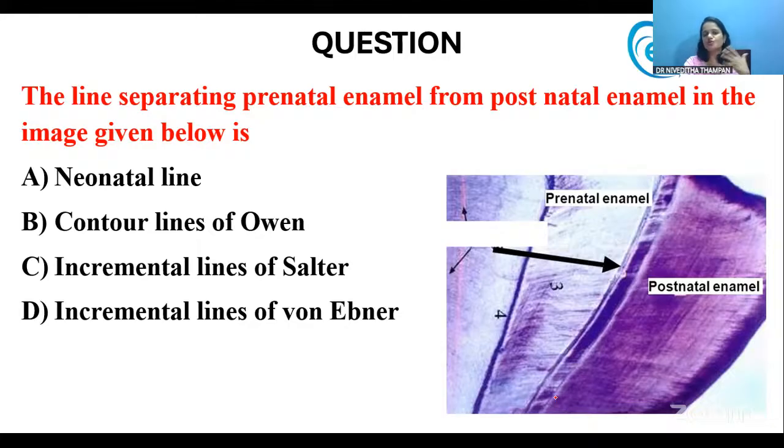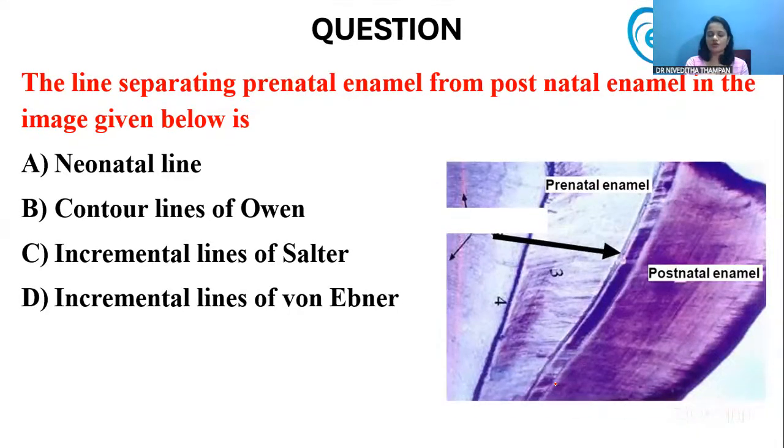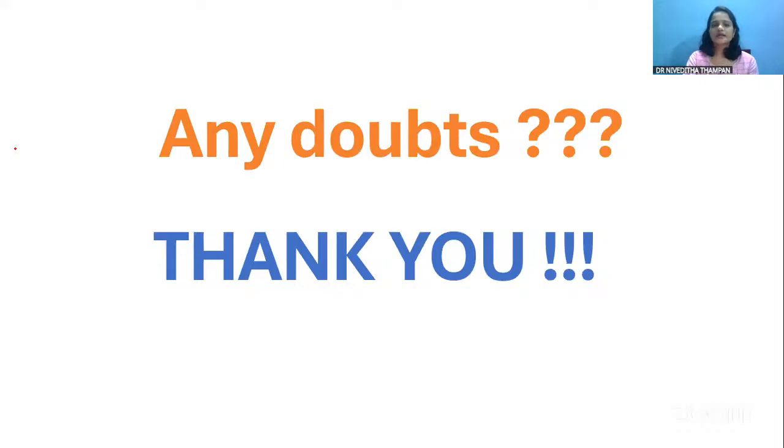When you are not able to pick an answer directly, you can use the elimination technique. Look at all the options and rule out one by one. Lines of Owen are seen in dentine, not in enamel. Salter, seen in cementum, not in enamel. Von Ebner, again dentine lines, not in enamel. So the option that is remaining is the neonatal line. Mostly that will be the correct answer. Try practicing this elimination technique in all your mock tests also and see whether it works for you. Any doubts?